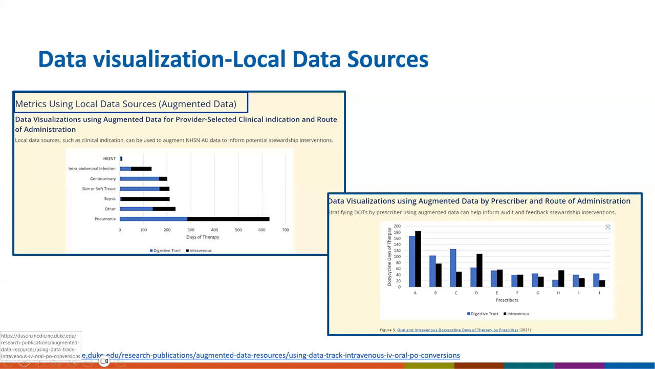The upper left figure shows the provider selected clinical indications for oral and IV doxycycline. And here the most common indication is pneumonia. Once again, the website and the videos will show you step-by-step how you can create these graphics if you have these additional data. And then the second figure on the right stratifies the days of therapy by prescriber to assist with audit and feedback for stewardship intervention. Next slide.